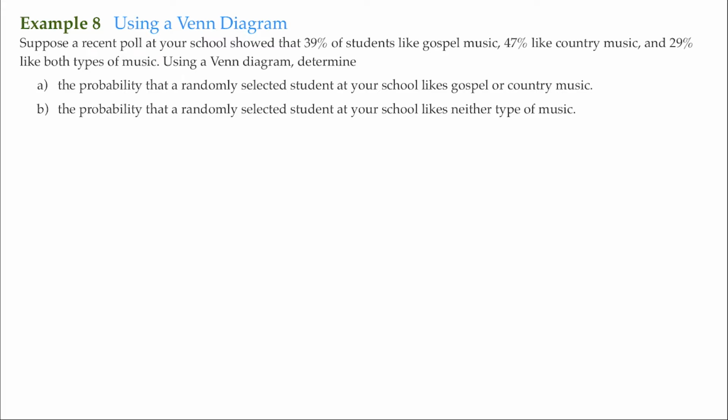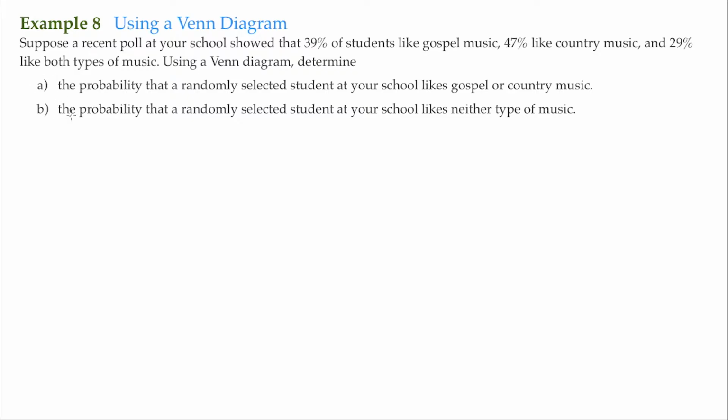With this example, we continue using a Venn diagram to answer these problems. So this example says, suppose a recent poll at your school showed that 39% of students like gospel music, 47% like country music, and 29% like both types of music. So using a Venn diagram, determine, and we have these two questions here.